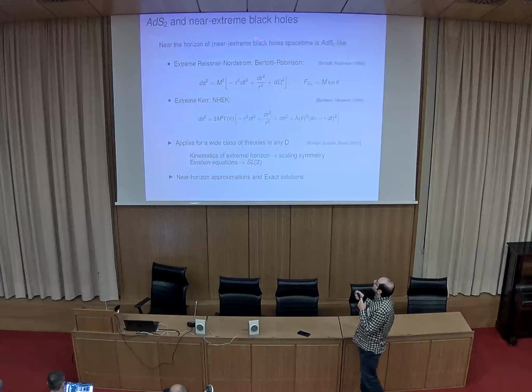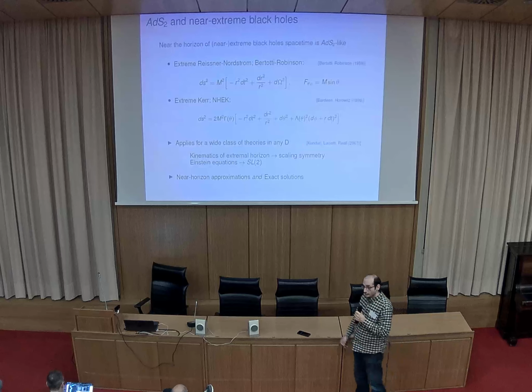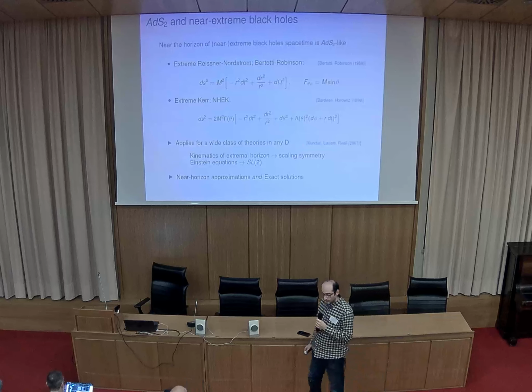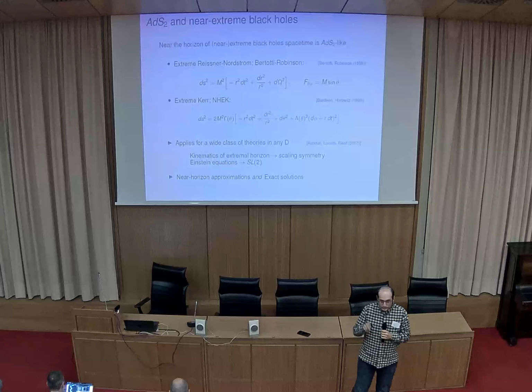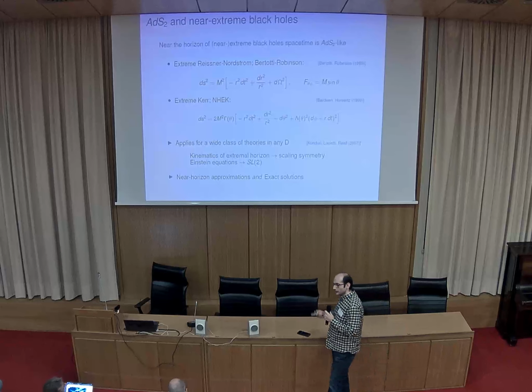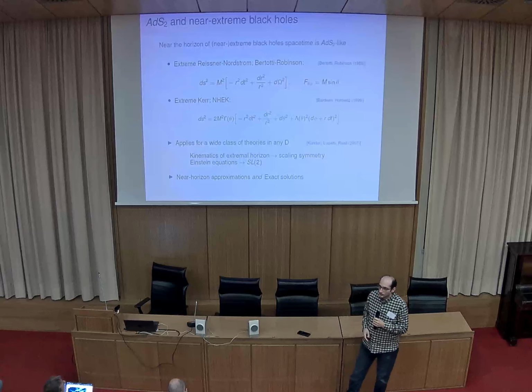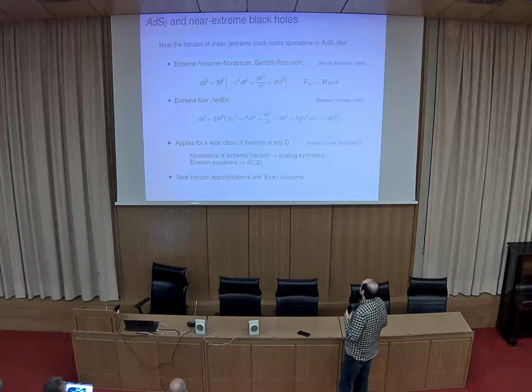So let me quickly remind you. You take the near horizon limit of those extreme and near extreme black holes. This AdS2 arises. Why? Well, it's actually a theorem in a very wide class of theories in many dimensions with minimal assumptions, and it basically consists of two things. The kinematics of saying that you have an extremal horizon implies that you have a scaling symmetry. But then the Einstein equation is the thing that adds and completes the algebra to SL2. And once SL2 arises, you have to have AdS2. So that's why this is so ubiquitous.